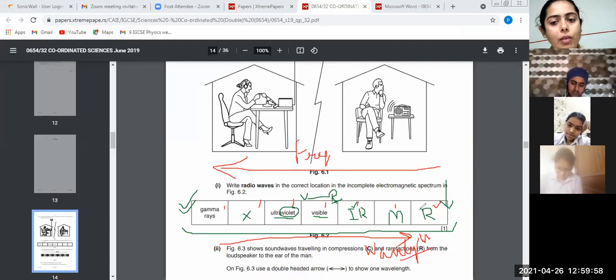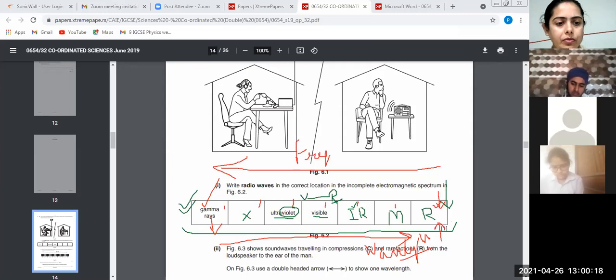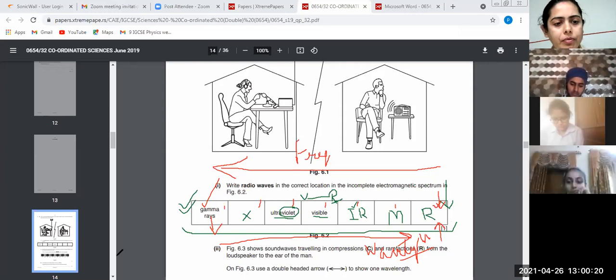Frequency starts from RMI and goes till gamma. Gamma has maximum frequency, which means it has minimum wavelength. Okay? Radio wave has minimum frequency, which means it has the maximum wavelength. Done?